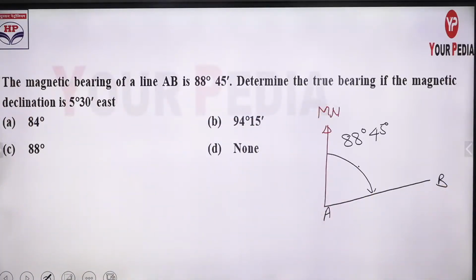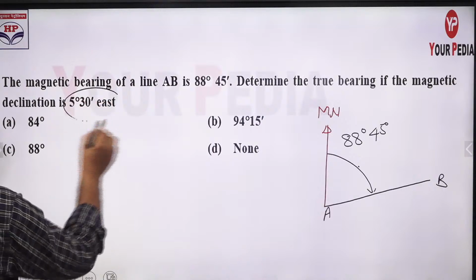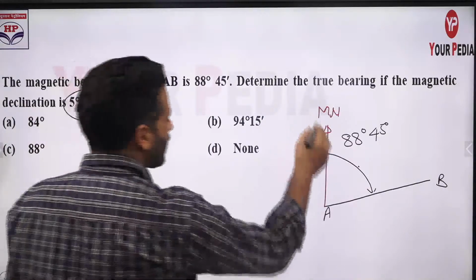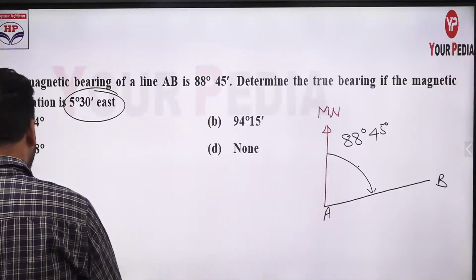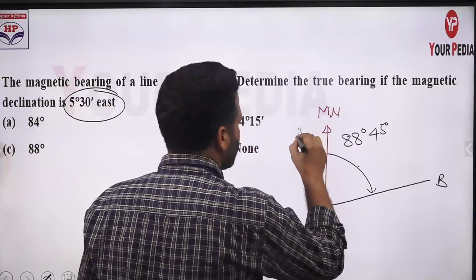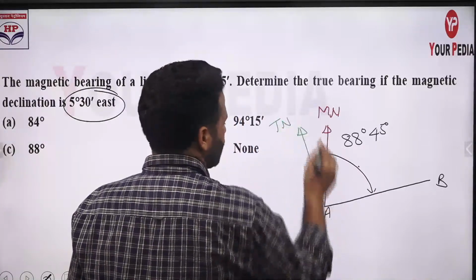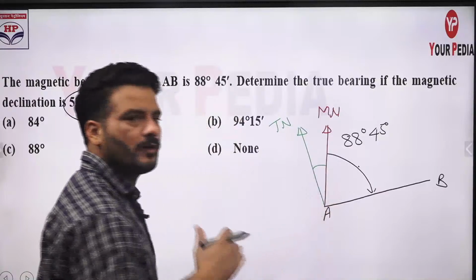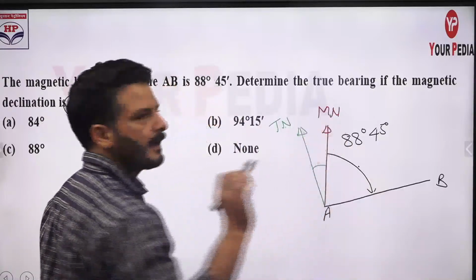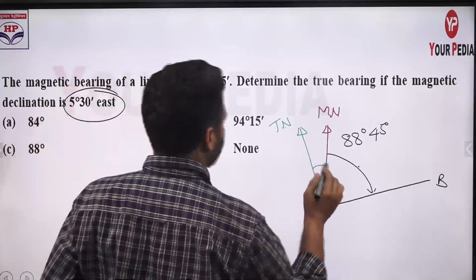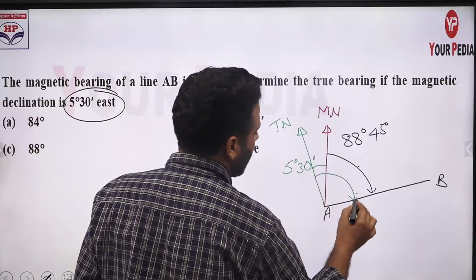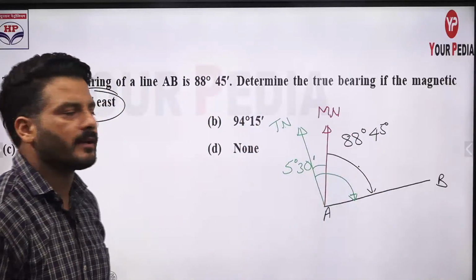Line AB. Determine the true bearing if magnetic declination is 5 degree 30 minute east. So what it mean basically, if you draw here the true north and magnetic north. Suppose the true north is here. So don't mind the drawing now. So here the magnetic north is towards the east of the geographical north, and this angle between the true north and magnetic north is a declination. It is 5 degree 30 minute. So whenever you are going to calculate this green angle, you have to add 5 degree 30 minute.